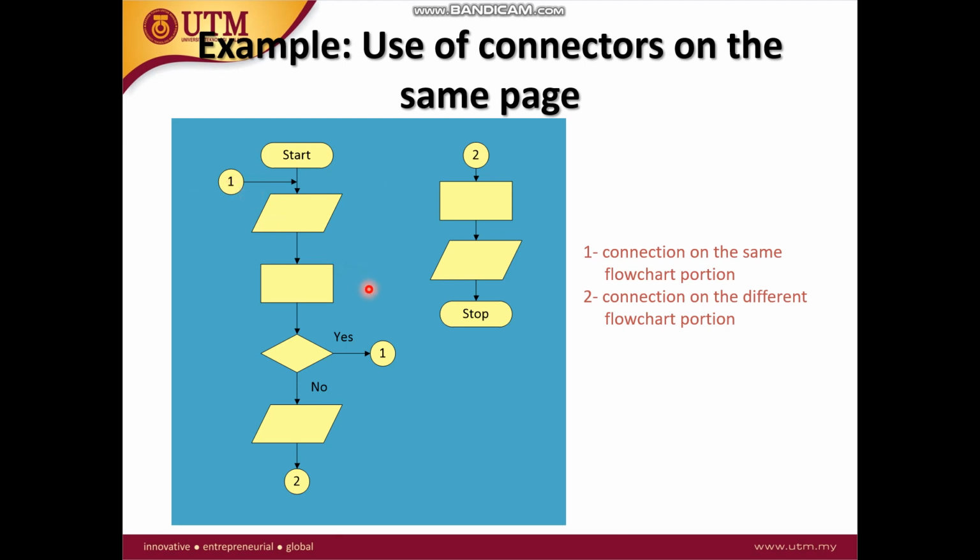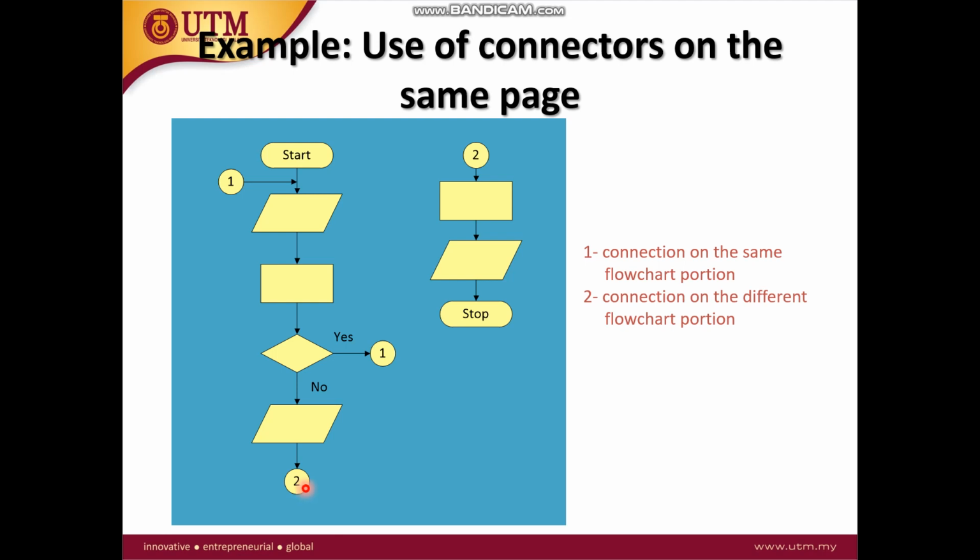Here we can see what the circle shape is used for. When you have a flowchart on the same page, we have got some portions. For example, here this circle is connected to this one. They have the same number, while this one, number 2, is connected to this one. So this is a portion of the flowchart, and this one is another portion, which are inside the same page. In order to connect them, we need to use this circle, okay?